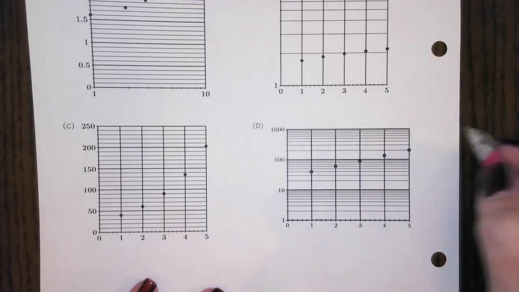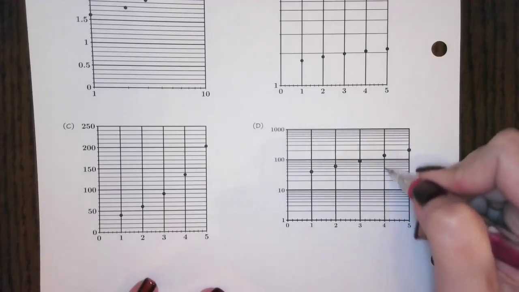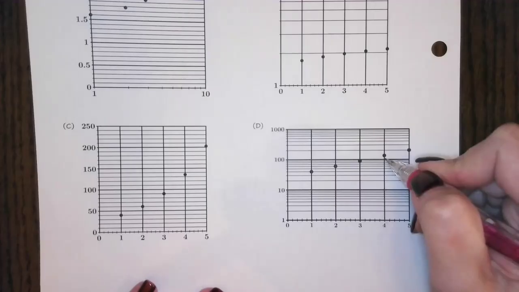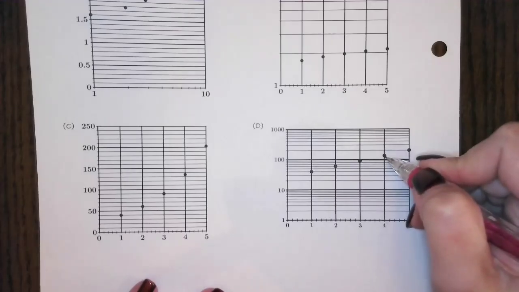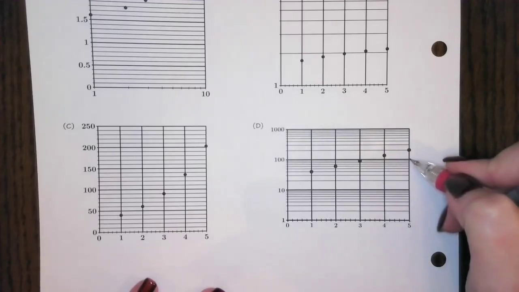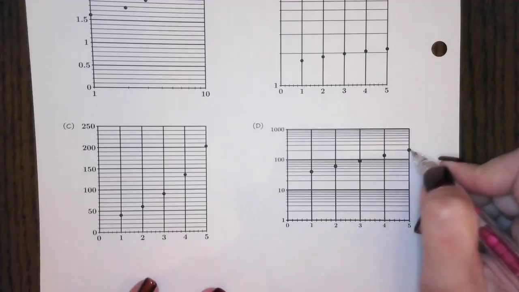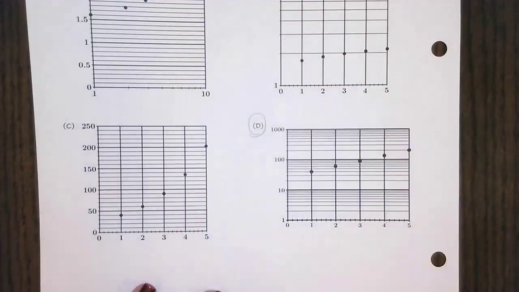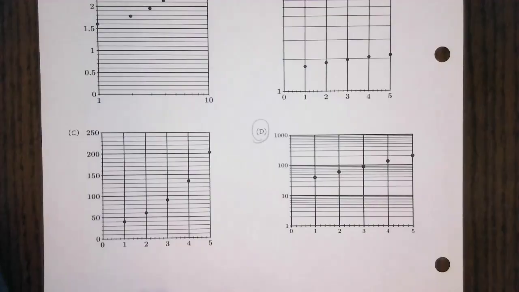Our next one is at 135. And so 4 here is 100. This would be 200. And so there's my 135. And then my last one is at 5 and 203. So you can see this is 5, 100, there's 200, and that's really close to it. So D would be the correct answer in this case.